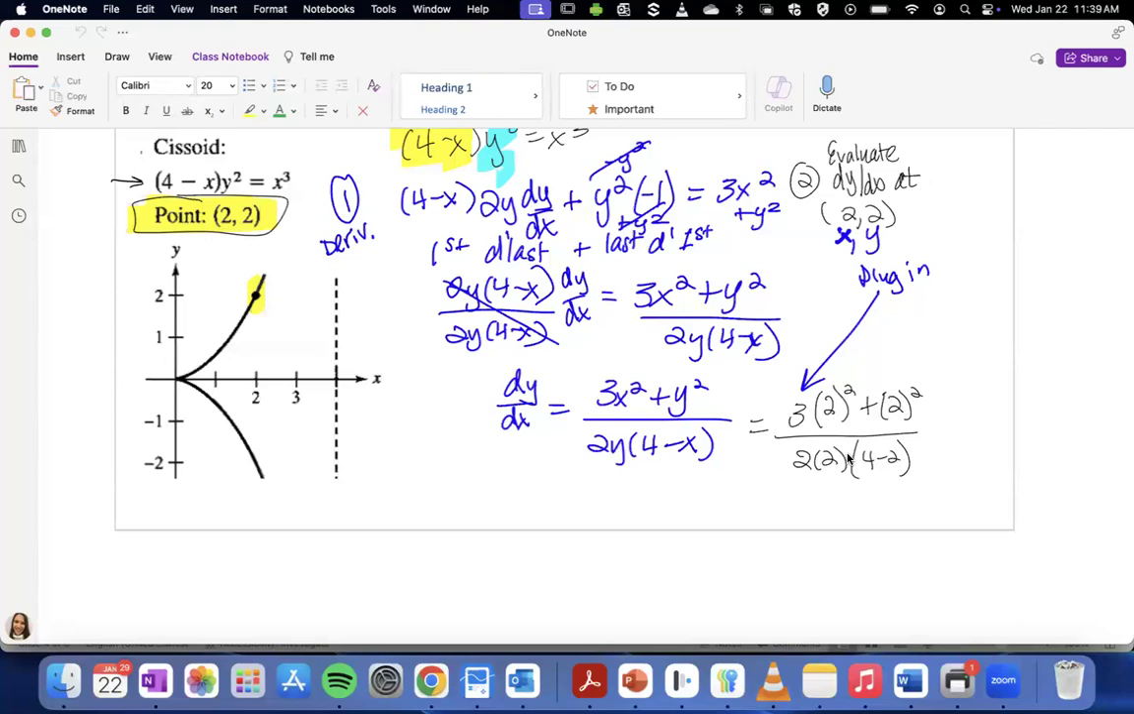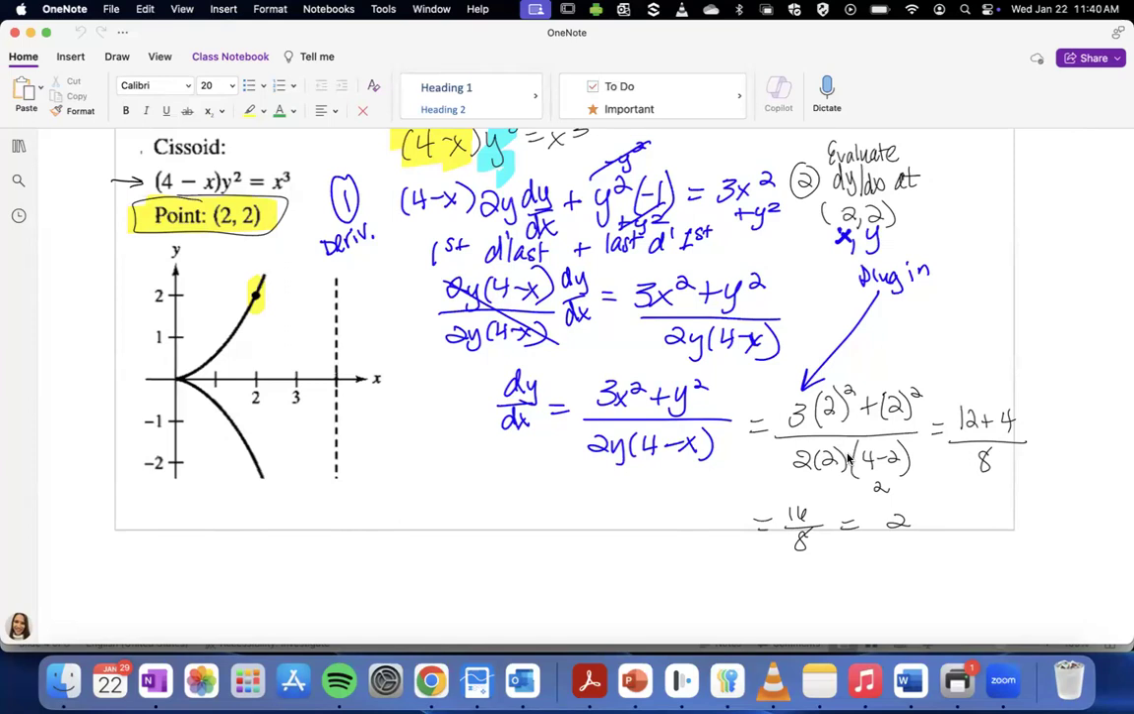So simplifying, we get 3 times 4 is 12 plus 2 squared is 4 over 2 times 2 times, this is going to also be 2, right? So 2 cubed is 8. So that's going to be 16 over 8. So it's 2. What does this number mean? What does that represent? That's the derivative at that point. Did I answer my question? What did it ask me to find? The slope of the tangent. So is this the slope of the tangent line at 2, 2?